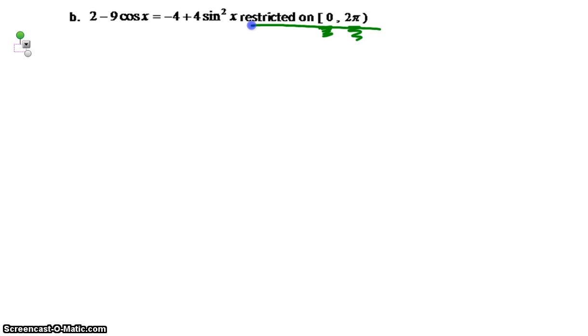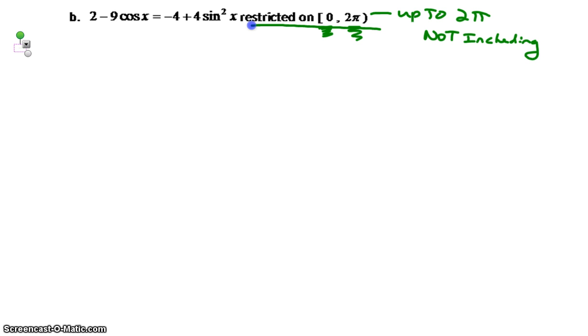Now notice the 2 pi has a parenthesis. This parenthesis means up to 2 pi, but it doesn't include. So it's not including 2 pi.